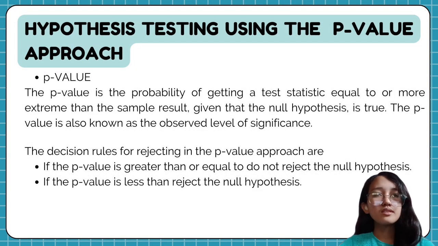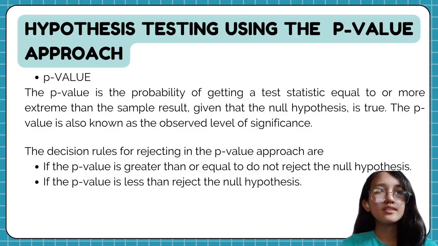Next is hypothesis testing using the p-value approach. If the p-value is small, usually less than 0.05, that means the result is unlikely under the null hypothesis. So we reject the null hypothesis.